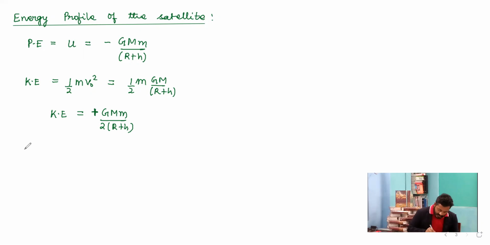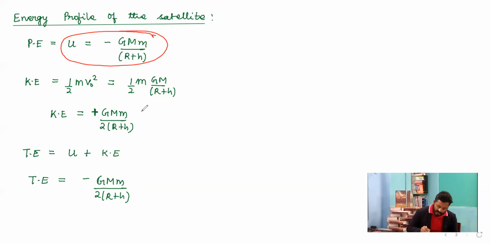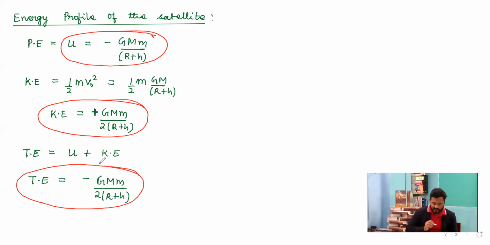If I calculate the total energy, the total energy is the sum of potential energy plus kinetic energy. So the total energy of the Earth satellite system is going to become minus of G capital M small m upon twice of (R plus h). If I add the values of potential energy and kinetic energy, we attain this expression. So this is the potential energy, this is the kinetic energy, and this is the total energy, which gives the energy profile of the satellite.